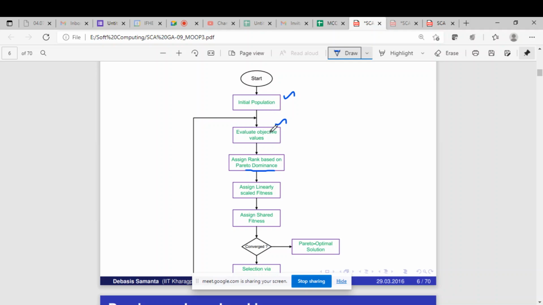So for the initial population, it evaluates the fitness by using the objective function, and then every solution will be ranked. For ranking, it uses Pareto dominance, and then it performs scaling, which is to assign linear scaled fitness. Originally, fitness is calculated based on the objective function. Then based on the objective function, ranking is done. Then based on this ranking, the fitness is updated by using linear scaling. As a result, a new fitness score will be generated.